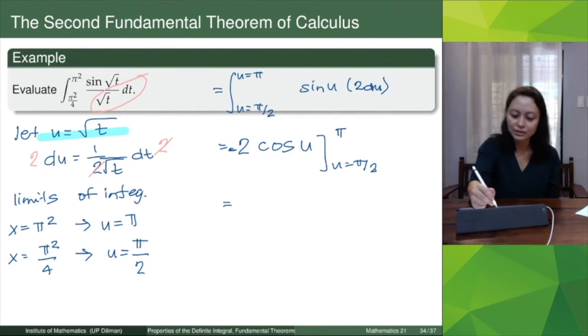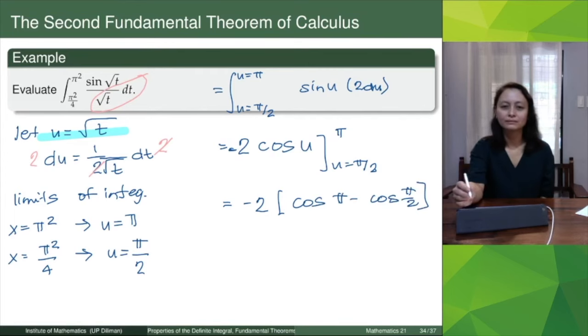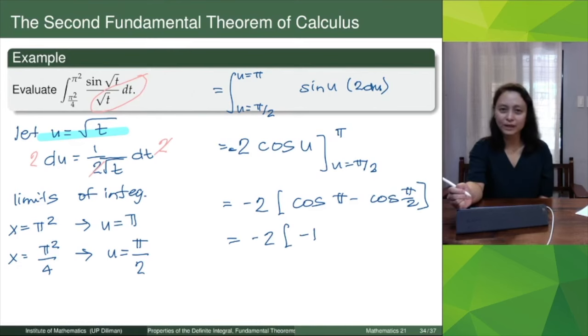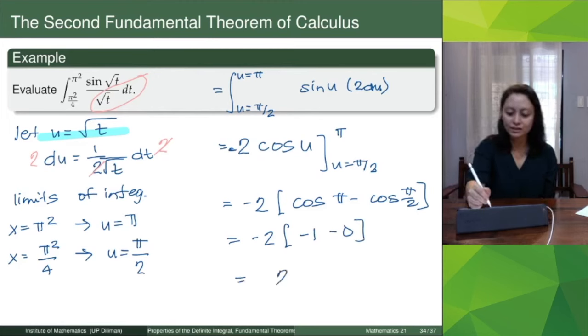So, you have negative 2 times cosine pi minus cosine of pi over 2. Ang cosine ng pi ay negative 1. Cosine of pi over 2 is 0. Negative 2 times negative 1, you have positive 2.